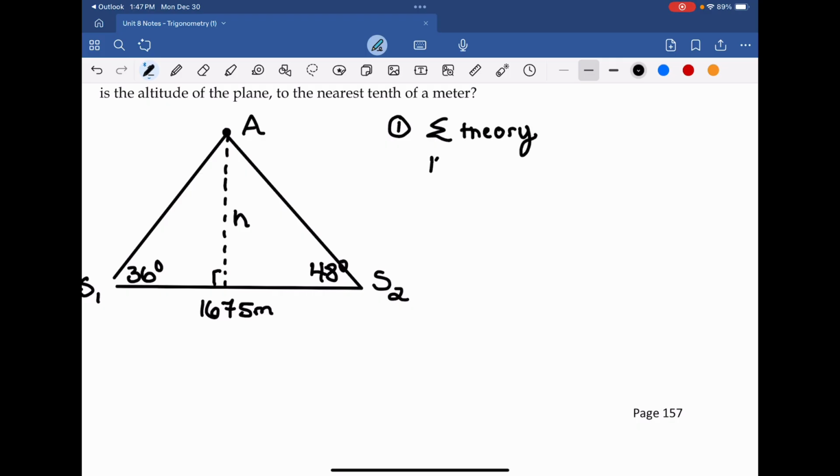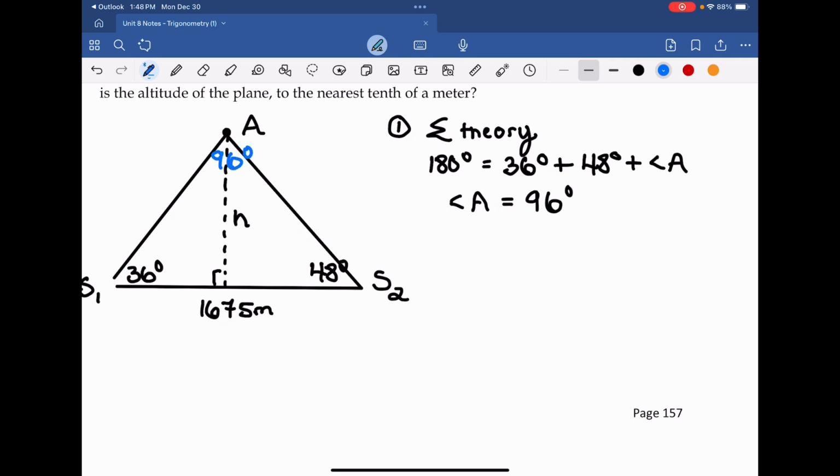We can say that 180 degrees, which is all the interior angles, is 36 plus 48 plus angle A equal to 180. Then when we take 180 and minus these other two angles, we're going to end up figuring out that angle A is equal to 96 degrees. So I'm just going to fill that in right into the triangle here, that this is 96 degrees.